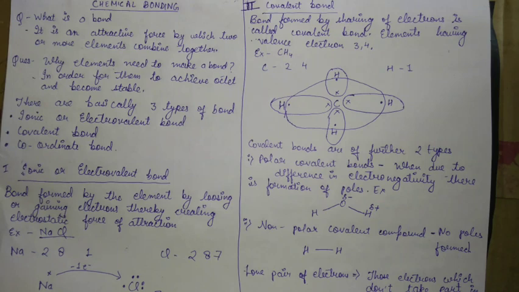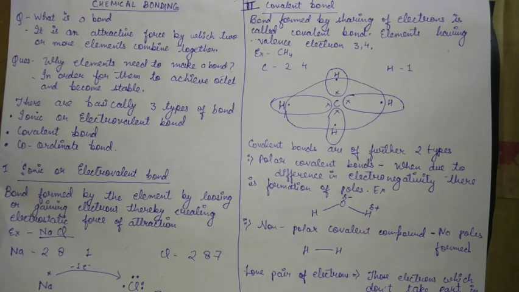Another question is why elements need to make a bond. Science always deals with why and how. So here we know what a bond is, but why does an element need to make a bond? Every element needs to be stable. Not just elements, but everyone needs to be stable. For example, if you are standing, you will be happier if someone offers you a seat, and you will be happiest if someone tells you to lie down.